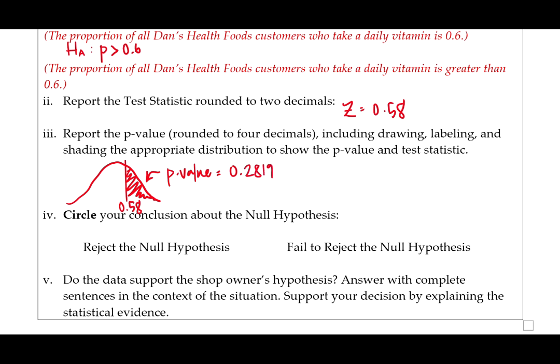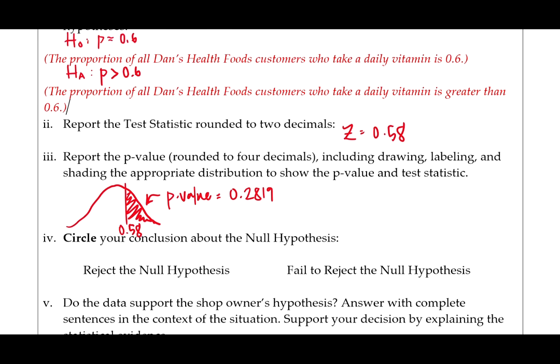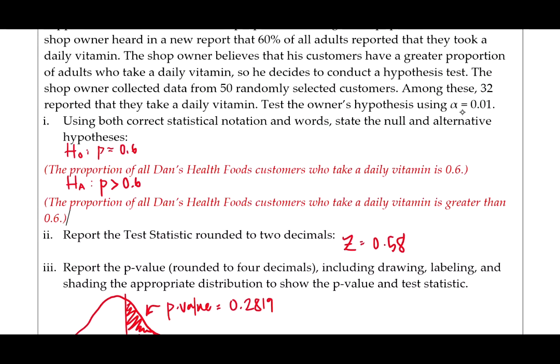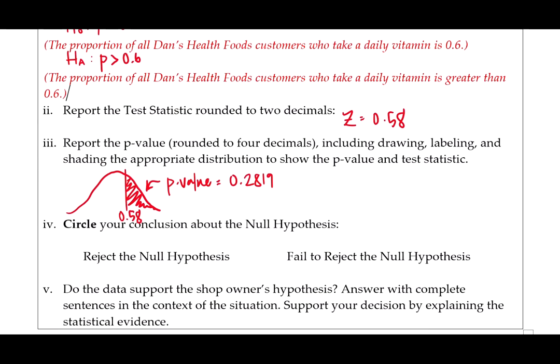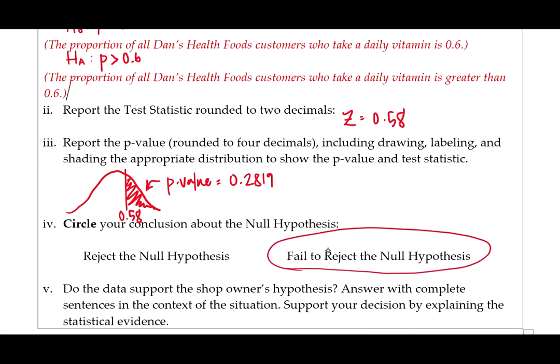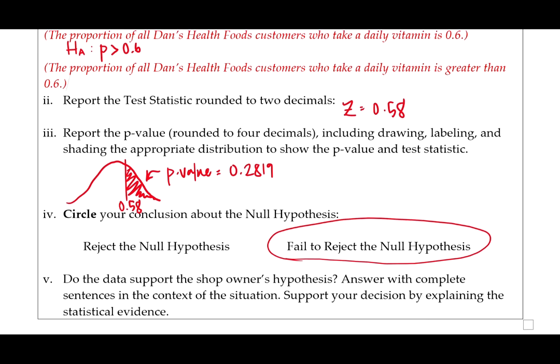We compare this p-value to our alpha. Our alpha was 0.01. Our p-value is greater than alpha. So when the p-value is larger than alpha, that means we fail to reject the null hypothesis. In other words, the results that we saw were not unusual under the assumption that the null hypothesis is true. So there's no reason for us to reject the null hypothesis.